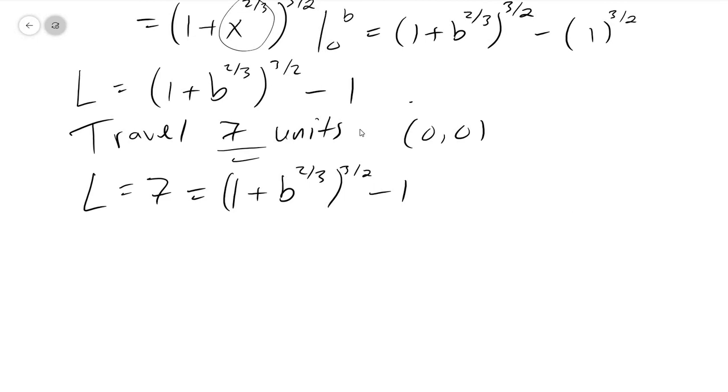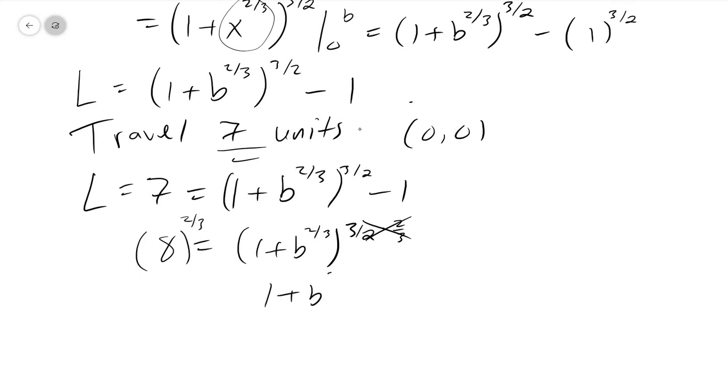So let's go ahead and solve for it. We'll add 1 over here to this side. So now we have 8. To undo our 3/2 power, we can raise each of these to the 2/3 power. So now we have 1 plus b to the 2/3 is equal to 8 to the 2/3. And that's the same thing as saying 8 to the 1/3, and then we'll raise that to the second power.